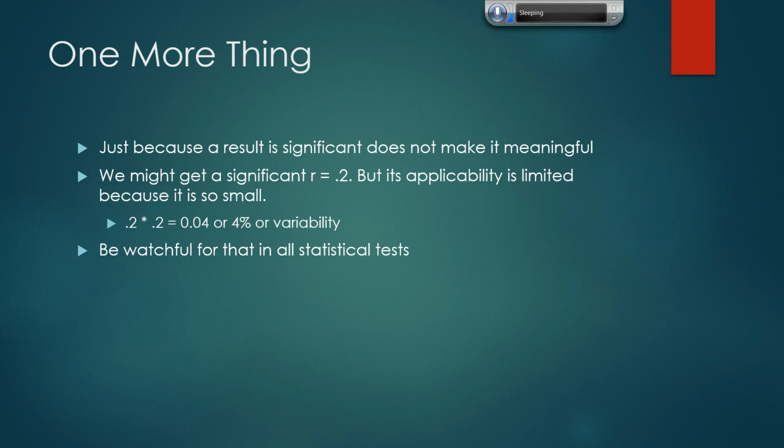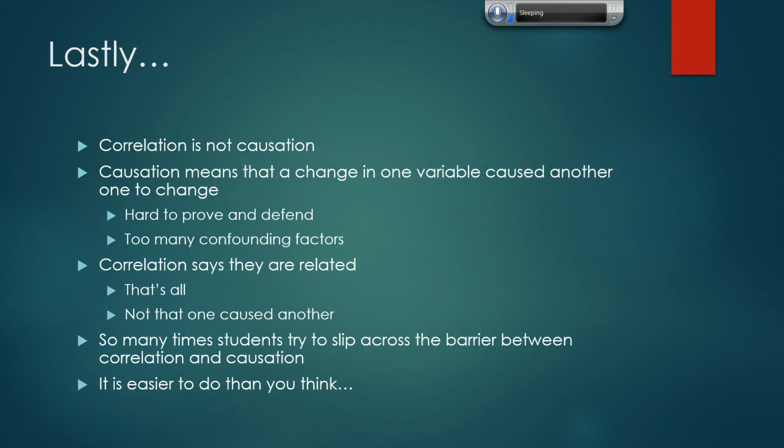In a lot of cases in statistics, we can come up with a statistical test that gives us a result that has a p-value that shows significance. But when you step back and look at it from a real-world meaningful perspective, it's not that useful. So just because it's statistically significant doesn't mean it's meaningful. And then the last thing, again, I already talked about this, correlation is not causation.